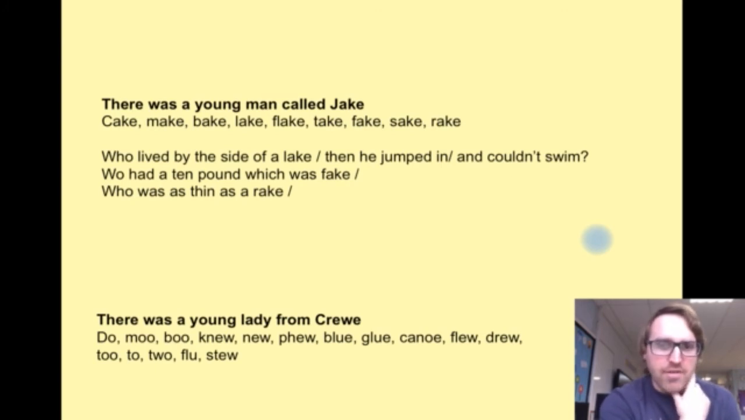Okay, here's another nice opening line. There was a young man from Crewe, and I've chosen Crewe because look at all those words that rhyme with crew. Do, moo, boo, new, few, blue, glue, canoe, flew, drew, two, so you've got all the twos, and flew and stew. So don't choose something that's really tricky to rhyme. I would choose something that's easy to rhyme with. Okay, and you can use Rhyme Zone to help you with that.